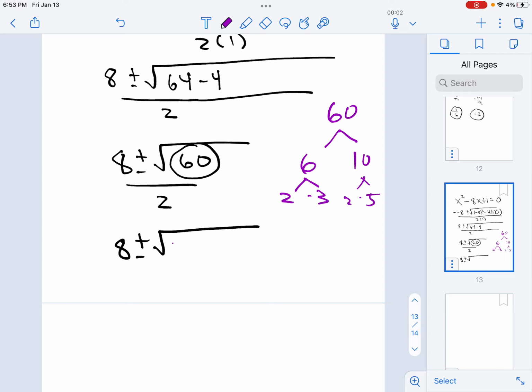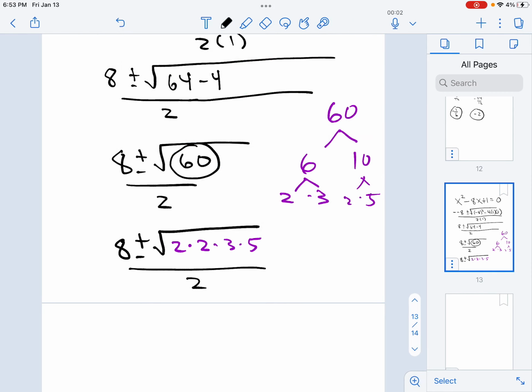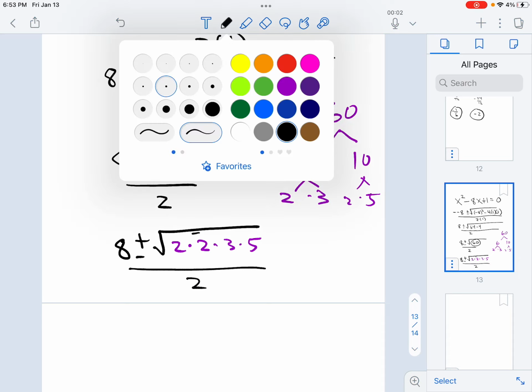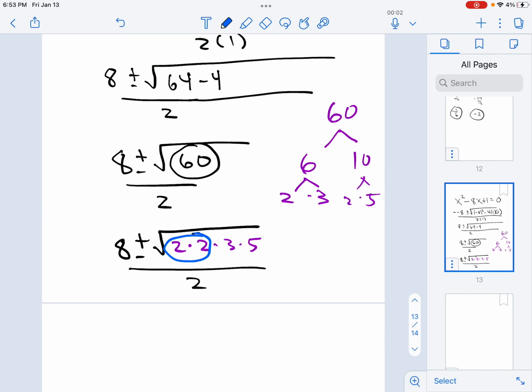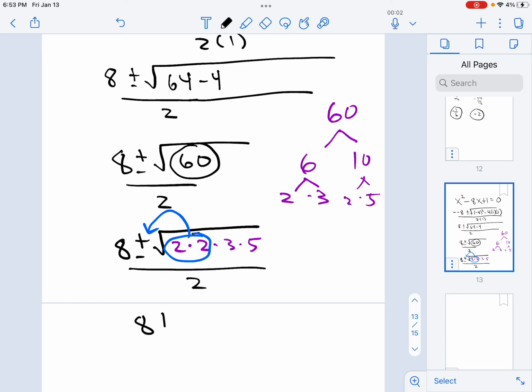So the square root of 60 is the same thing as the square root of 2 times 3 times 2 times 5. And I can write that a little bit differently. I can write that as 2, 2, 3, 5, all over 2. Okay, now remember the rule with square roots. If you see two of the exact same number under the square root, then one of them can pop out over there. And so we're going to do just that here. We're going to rewrite this now as 8 plus or minus 2 square roots of 15 over 2.